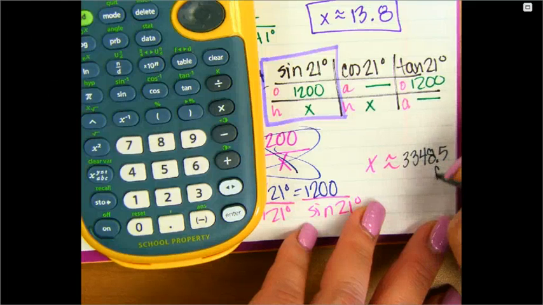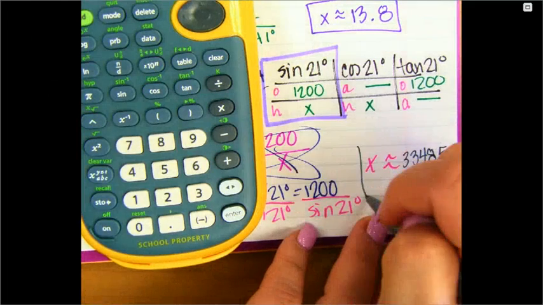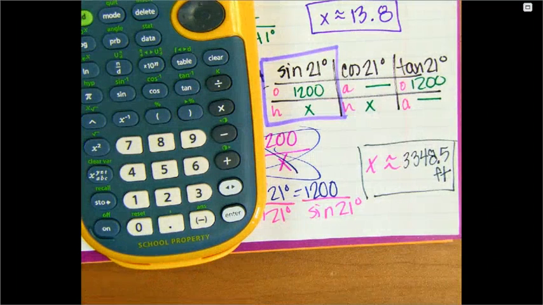3,348.5 what? Did you get 13126? Because you put tangent. It's sine. You can't press tangent again. If it's sine, it's sine. If it's cosine, it's cosine. You have it right. 1200 divided by sine.